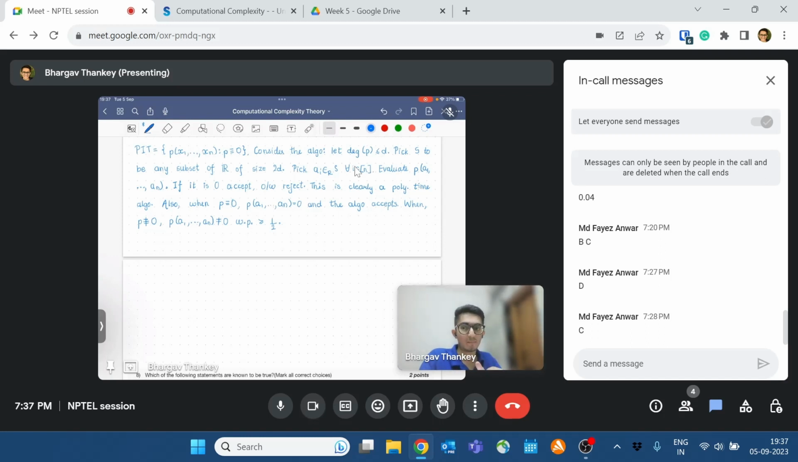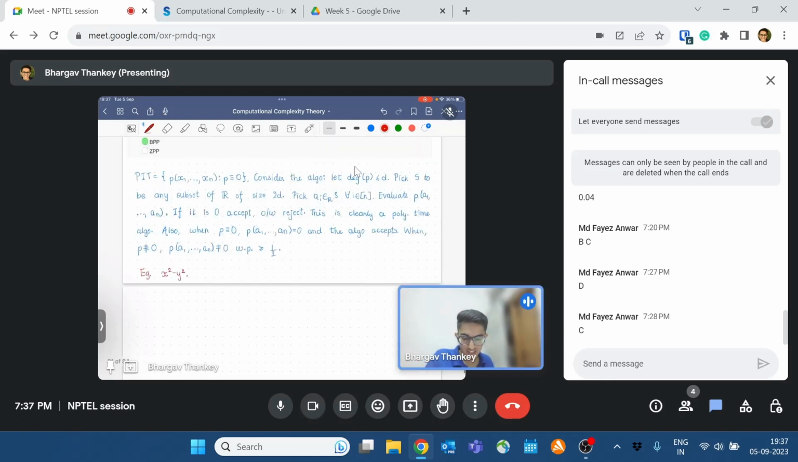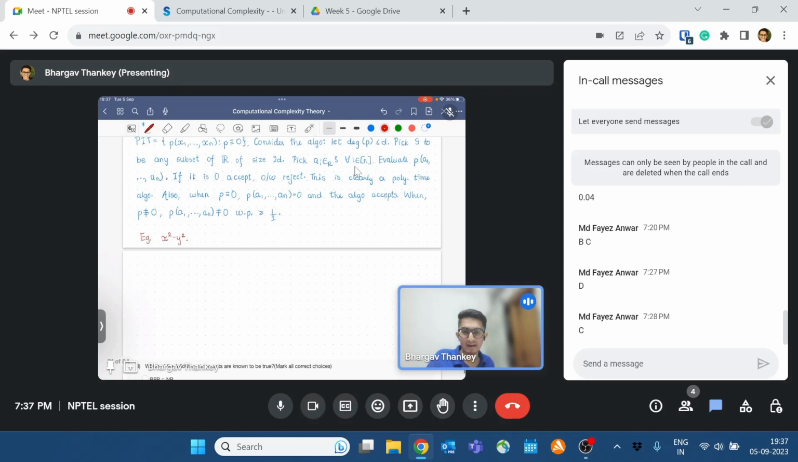That is only true when the polynomial is just one variable. For example, consider this polynomial with n variables, like x1 to xn. Consider x squared minus y squared. The degree is 2, right? How many zeros does this have?